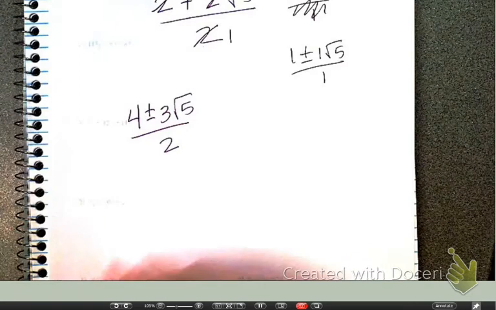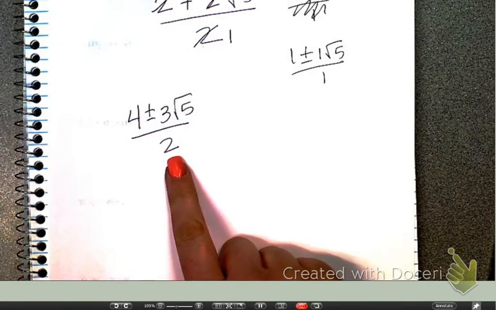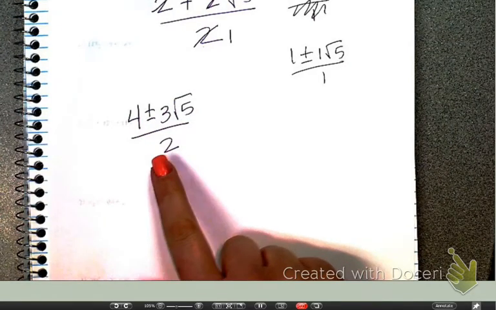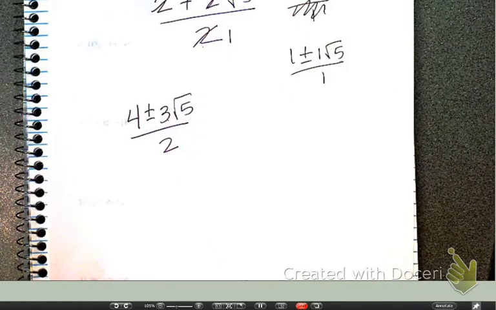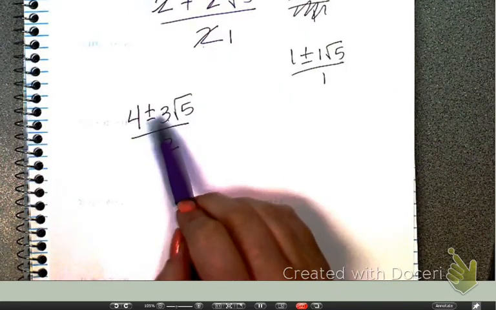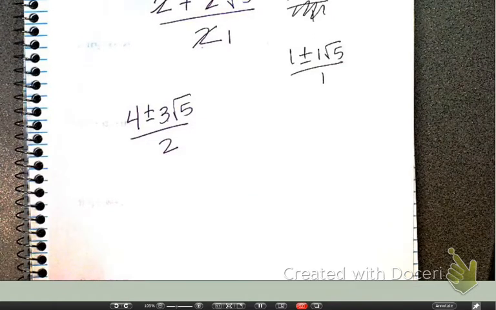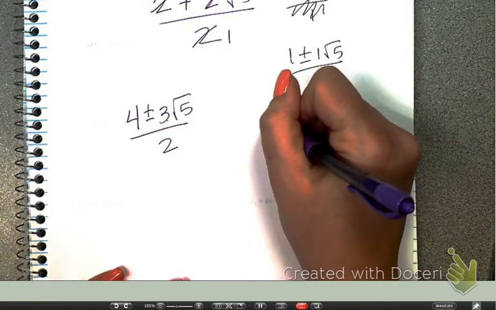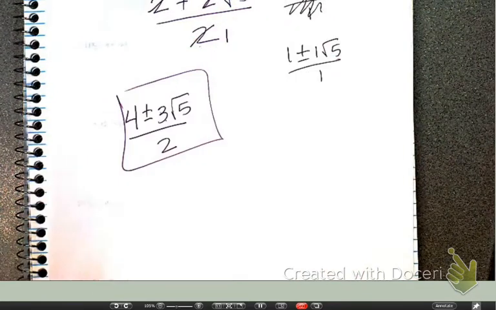Okay, this I cannot simplify. Why not? Because 2 doesn't go into 3. It has to go into all three of those terms in order to simplify. Would that be the final answer? If it doesn't, this is your answer. Just like that. I'm not asking you to do anything else with it. You just have to put a box around it.